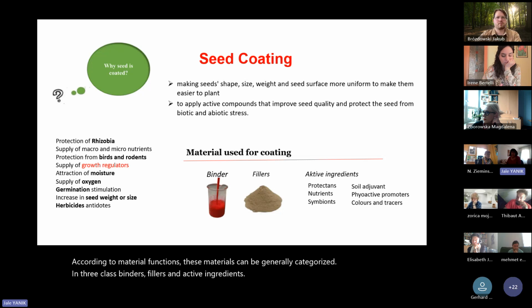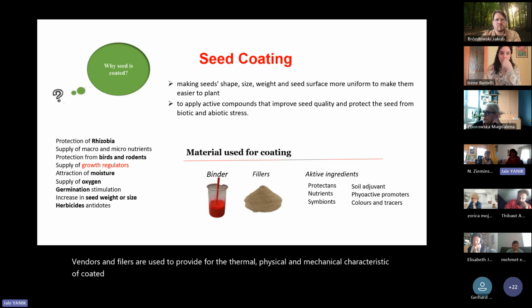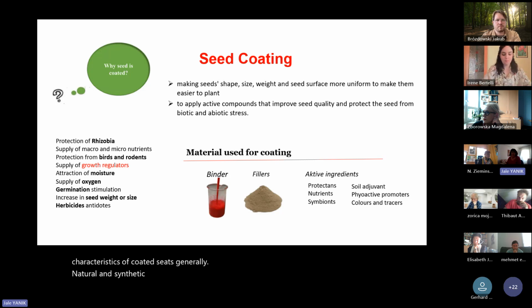Binders and fillers are used to provide the thermal, physical, and mechanical characteristics of coated seeds. Generally, natural and synthetic polymers, for example, methylcellulose, carboxymethylcellulose, polyvinyl alcohol, and gum arabic, are used as binders.